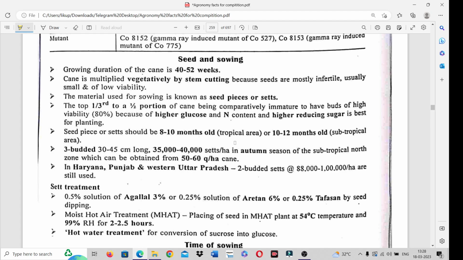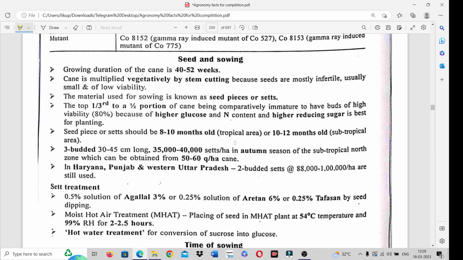Seed pieces or seeds should be 8 to 10 months old or 10 to 12 months old. Use three-budded setts, 30 to 45 centimeter long, 35,000 to 40,000 setts per hectare in the autumn season of the subtropical north zone, which can give 50 to 60 quintal per hectare.